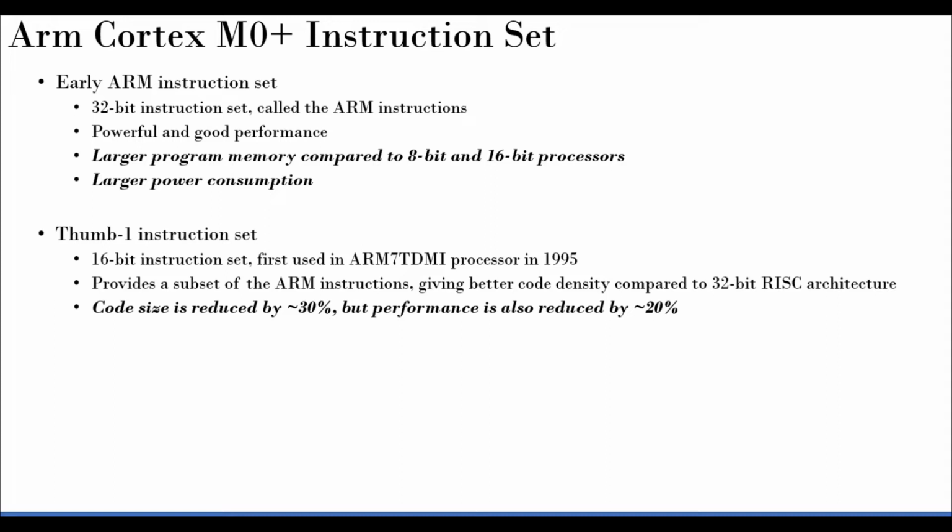And of course larger power consumption, because we already know that more bits is good for accuracy but not good from the area as well as the power consumption perspective. Later on, in 1995, ARM introduced 16-bit instructions also. Compared to the 32-bit architecture, this gives better code density because it's a smaller size, and the code size is reduced by 30%. But performance is reduced by 20%, because a 32-bit multiplication using 16-bit instructions requires more cycles, right?